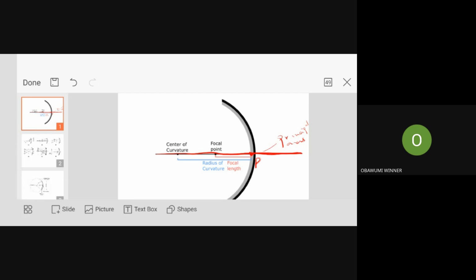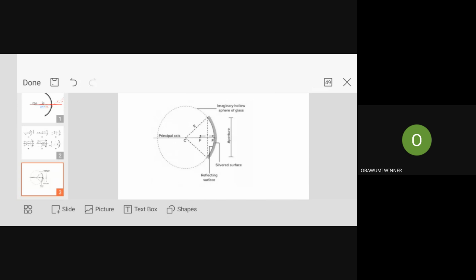Now, the question is, what then is the center of curvature? Remember that this concave mirror here was cut out from a sphere. Let's imagine this sphere. Let's complete this diagram. Look at this diagram I drew here. This is my concave mirror.